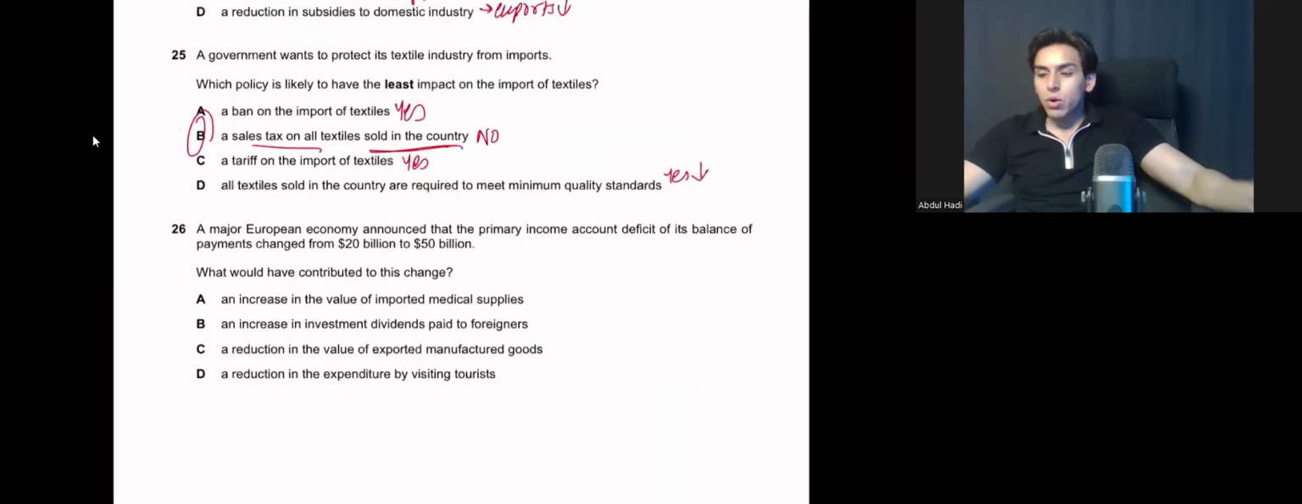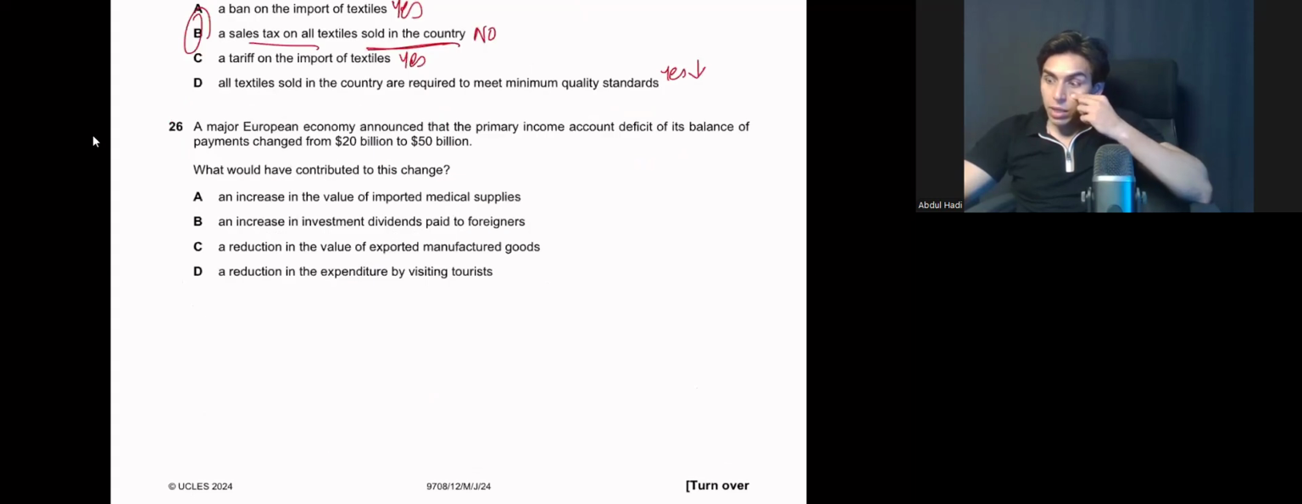A major European economy announced that the primary income account deficit of its balance of payment changed from 20 billion to 50 million. What would have contributed to this change? What is primary income? Primary income means net income. All right, net income. 26.